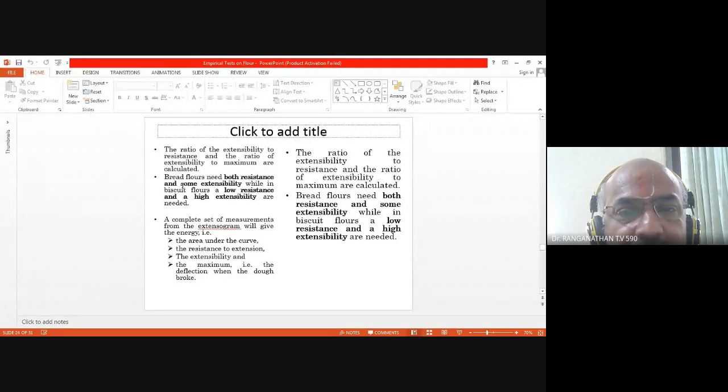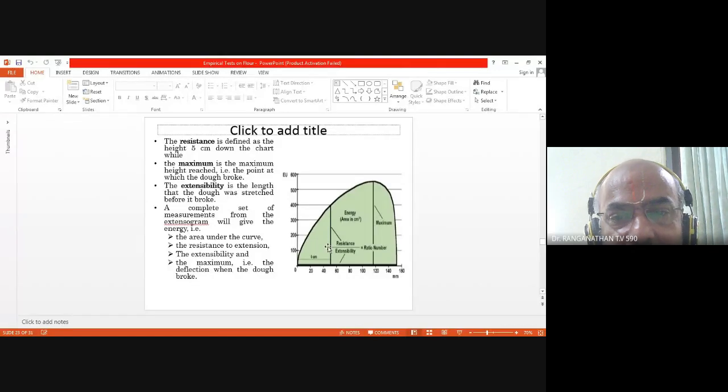So bread flours are resistant and have some extensibility. In this case, what does it mean? Resistance is this one. Extensibility is this. So at the end of the day, a good flour for bread. Remember, I think I already told you all the tests till now are more focused on bread rather than on cakes and biscuits, because cakes and biscuits do not actually require high gluten strength or extensibility, etc. You are fine with whatever the required strength.